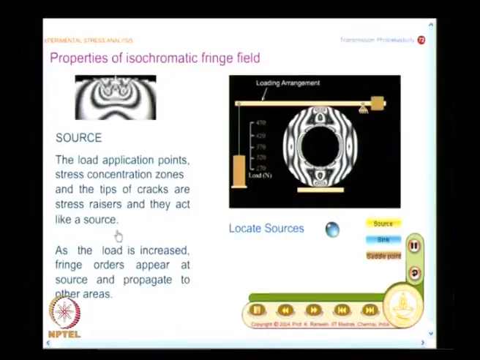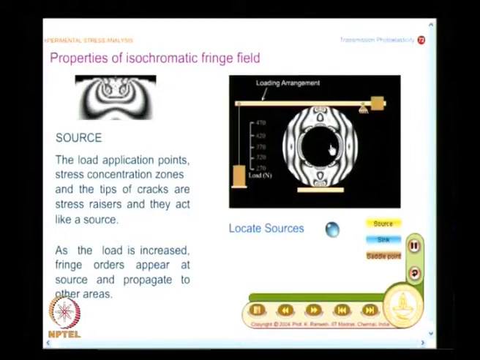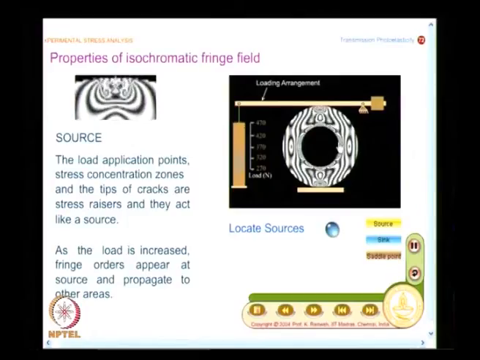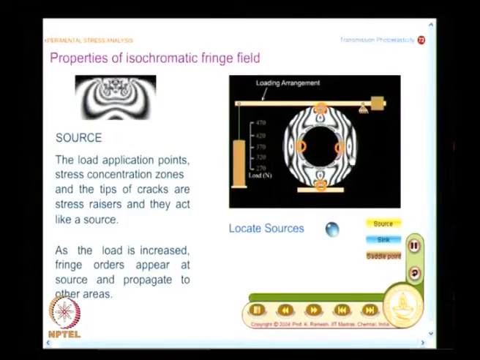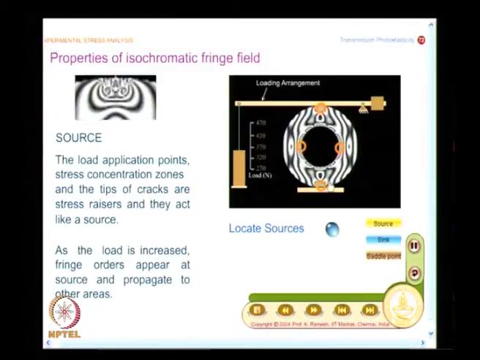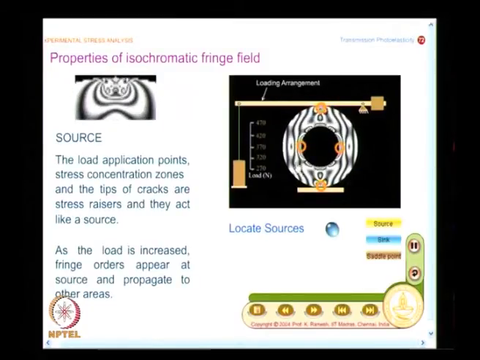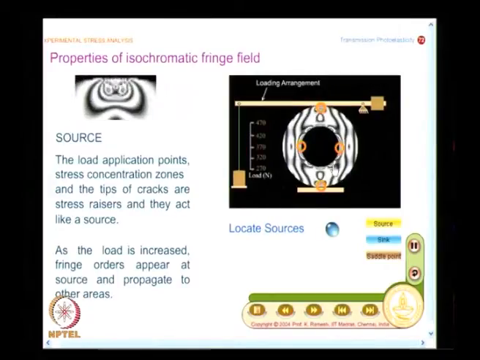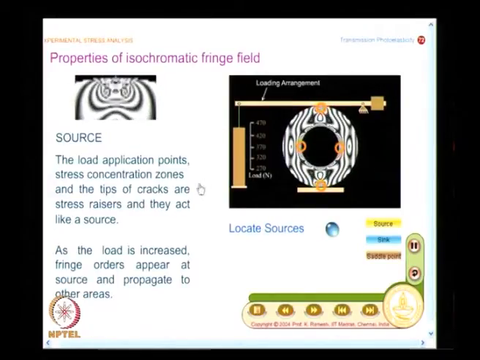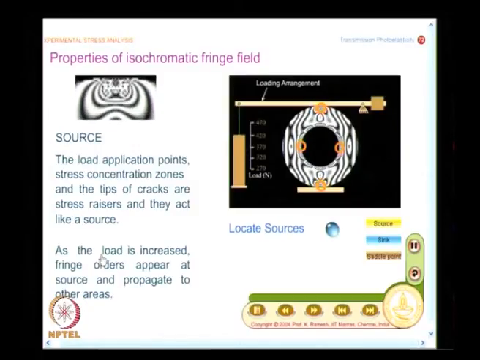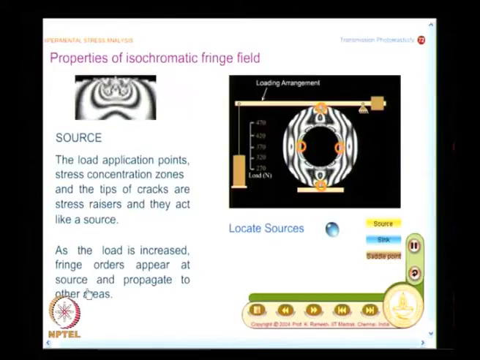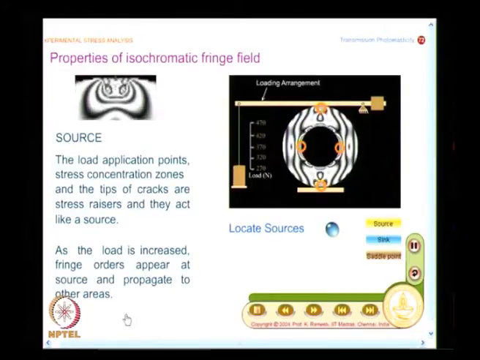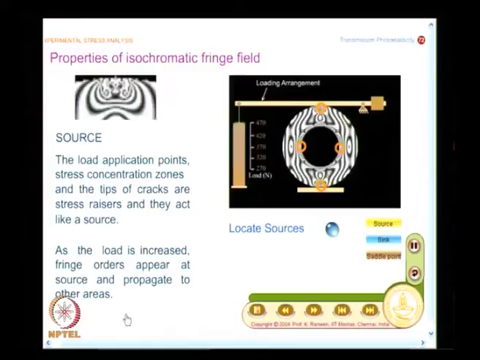And you have many such sources in the case of a ring under diametral compression, and you can also locate the sources. I have not located all of them. This gives you an indication how to go about locating the sources. And this is the key point. As the load is increased, fringe orders appear at the source and propagate to other areas. So, if I label the fringe, I can trace its label as it moves out.